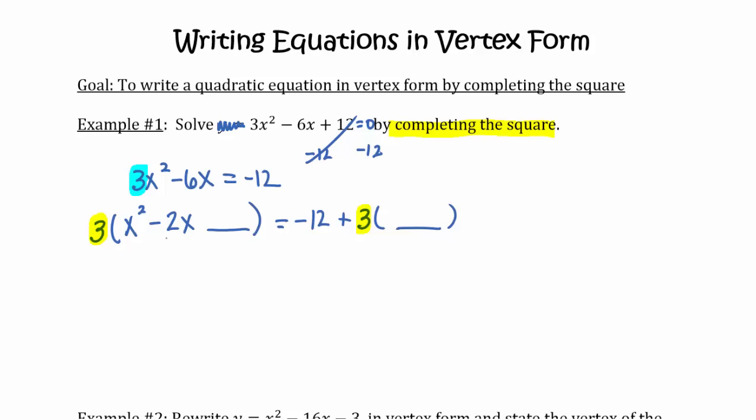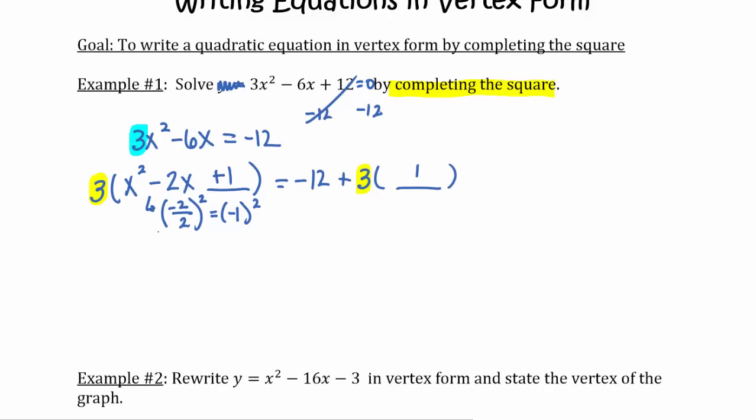In order to complete the square, I need to take my middle term, negative 2, divide it by 2, and square it. That's always the process. So that's the same as negative 1 squared, which is positive 1. And I get to write that 1 on both lines. So I have that 3 in front, and then if I factor this trinomial here, I have x minus 1 times x minus 1. And then negative 12 plus 3 times 1 is negative 9.